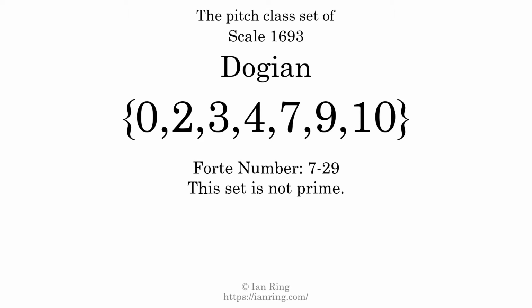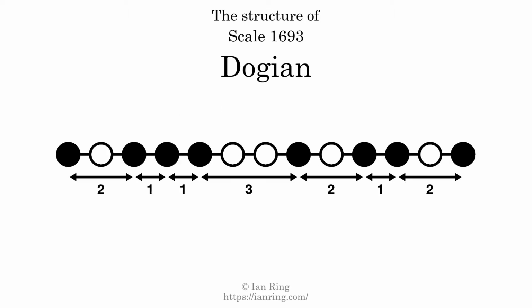The fault class is 729. This set is not prime. The structure of a scale is a description of the interval distance between each successive tone. This scale has a structure of 2-1-1-3-2-1-2.